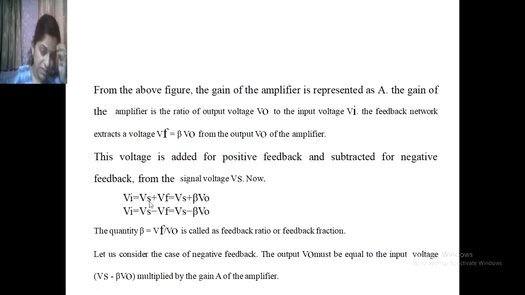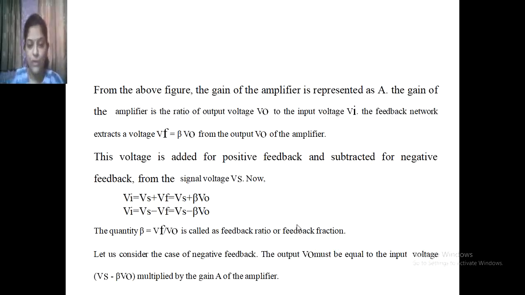So input voltage Vi is equal to Vs plus Vf, so for positive feedback it is Vs plus beta V0, and for negative feedback Vi is equal to Vs minus Vf. So what is the value of beta? Beta is equal to Vf by V0, and it is called the feedback ratio, or feedback factor, or feedback fraction.